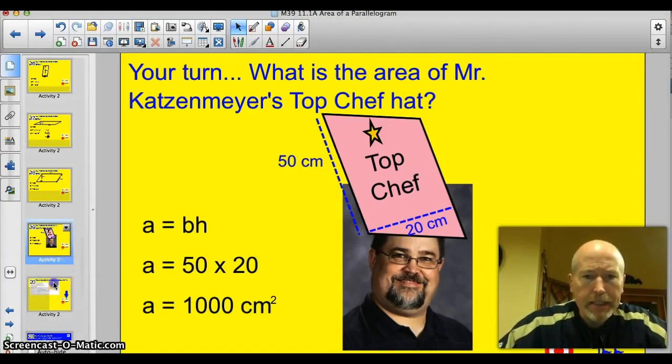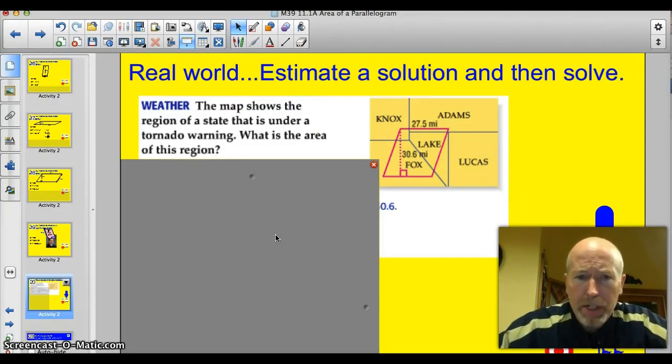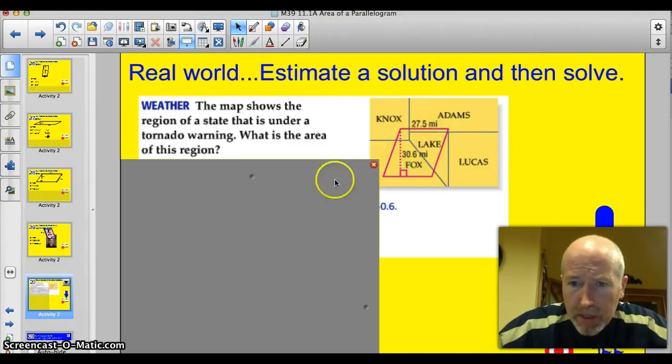All right, here's a real world example. I'd like you to estimate a solution and then solve this one. So go ahead and read it and go for it. All right, let's see how you did here. Map shows a region of a state that is under a tornado warning. What is the area of this region? Well, 27.5, and the height of that parallelogram is 30.6.